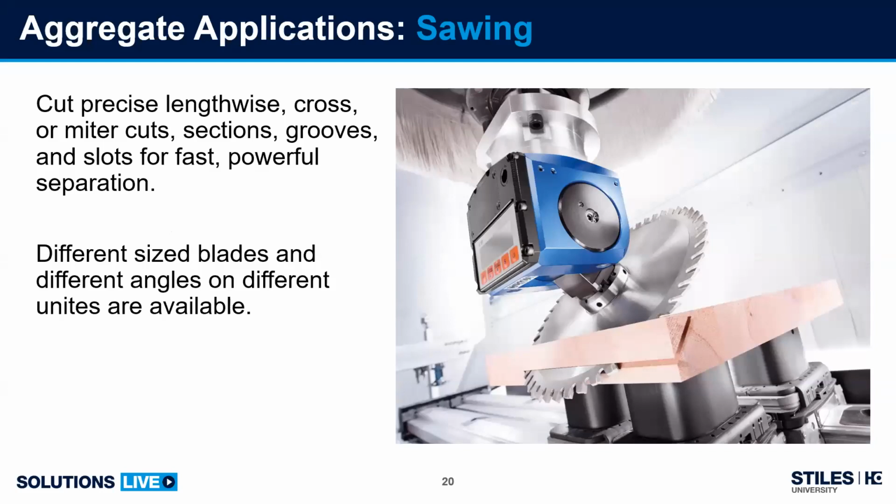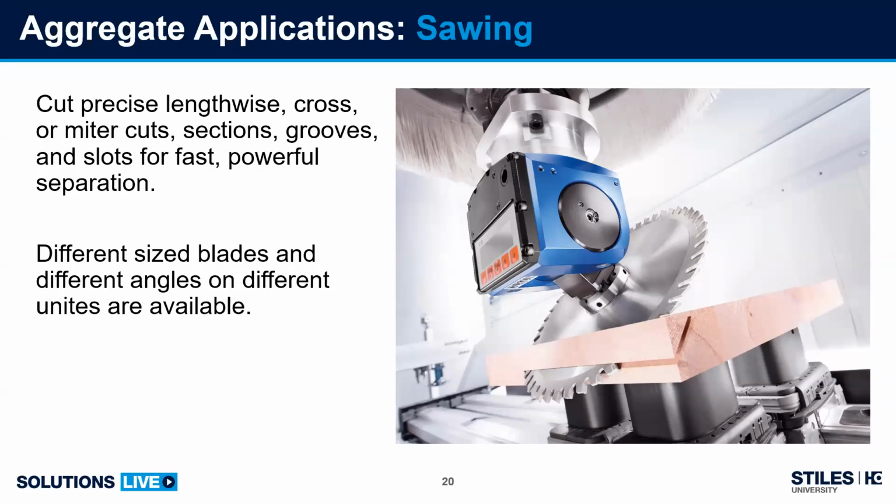Sawing. Again, I say large application area in all of these, but honestly, a large number of sawing applications here as well. The unit you see here is a Flex D. We'll dive into that one here in just a little bit. But you can cut precise lengthwise, cross, miter cuts, sections, grooves, kerf cutting, bead boards, really just about anything. Powerful separation here.